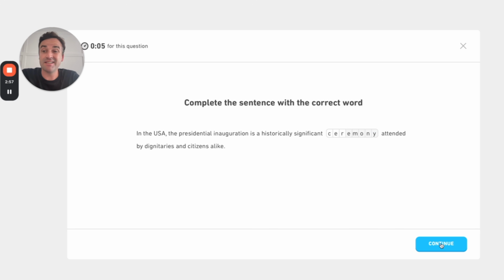You can click continue or next, or you can just let the time run out. If you let the time run out, whatever you have written will be saved and submitted. It's up to you. You can click it or not.